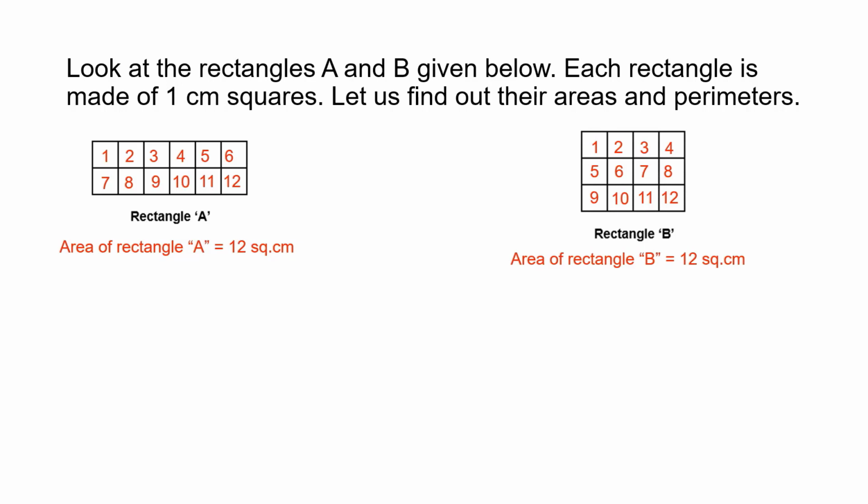Now let us find out the perimeter of rectangle A. We know that the length of the boundary of a figure is called its perimeter. Let us move along the boundary of rectangle A. We are moving along the boundary of rectangle A. Since the side of each square is 1 centimeter, we are writing 1 beside each square.